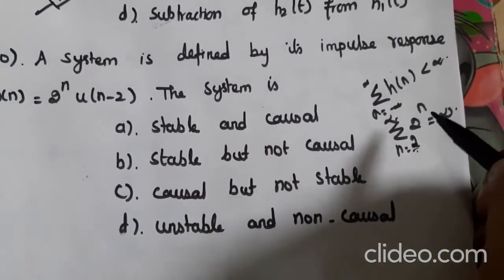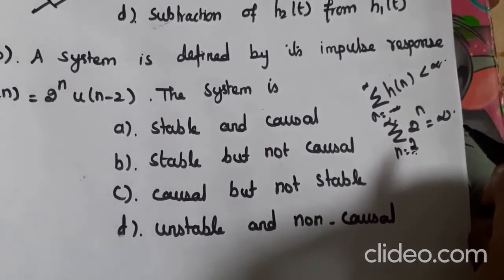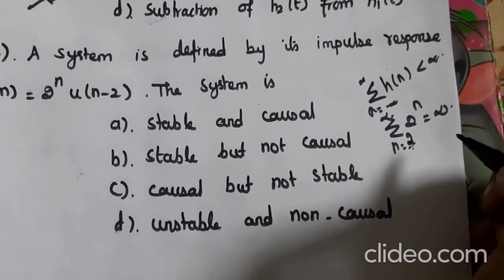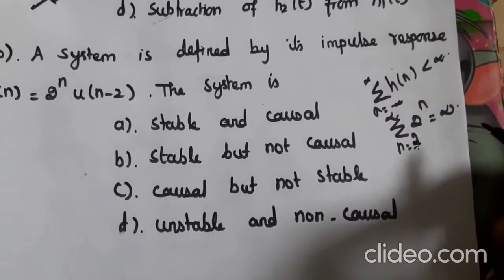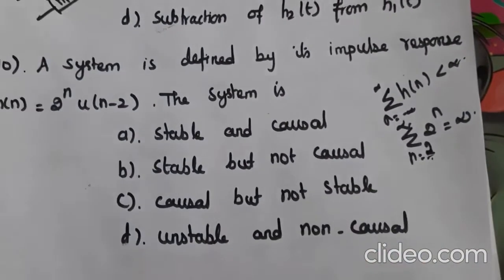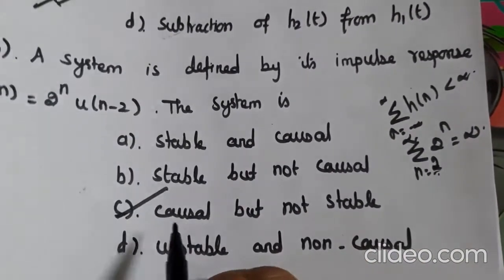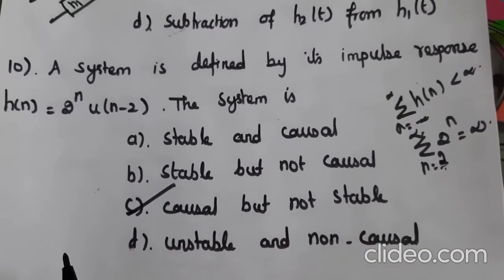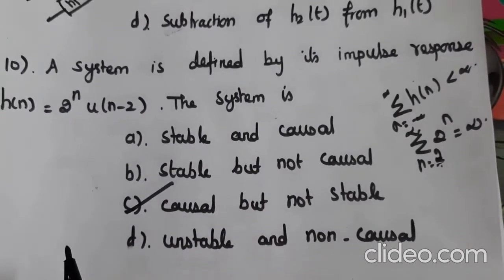So the system is unstable, but it is a causal system. So here the answer is C. This is a causal system but not a stable system. C is the answer.